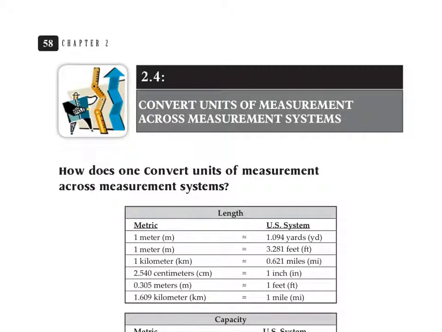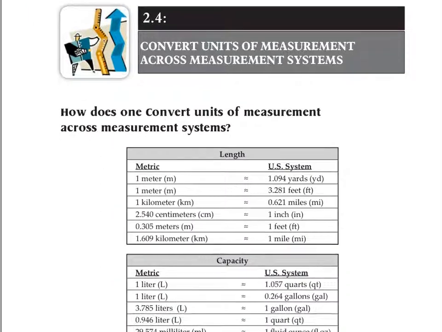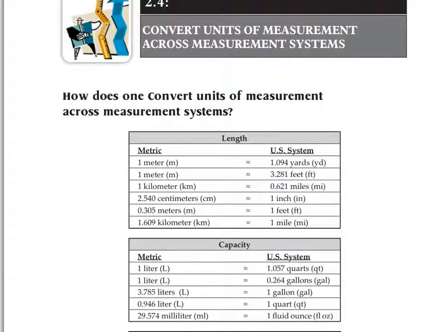Okay, today we're working in section 2.4, converting units of measurement across measurement systems out of Al Grosch's book, Developmental Math 2. We're going to talk about converting between the U.S. system, which is the system most people in the United States are familiar with. This is the one that we learned when we were growing up, feet, yards, miles, and so on. And we're going to convert to the metric system, which is sometimes scary for people.